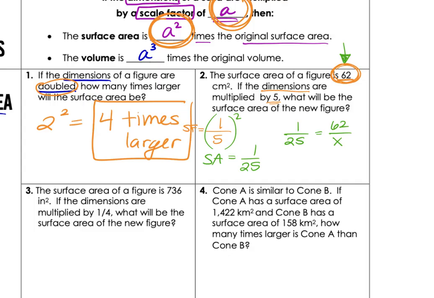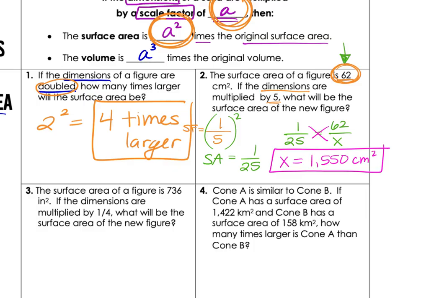okay? So you can do this and cross multiply. You can also just take 5 squared and multiply it by the 62. But I feel like a lot of times proportions make more sense to people, so I'm gonna show you the proportion way. So you would get 1 times x, or x, equals 25 times 62, which is 1,550 centimeters squared. Okay.